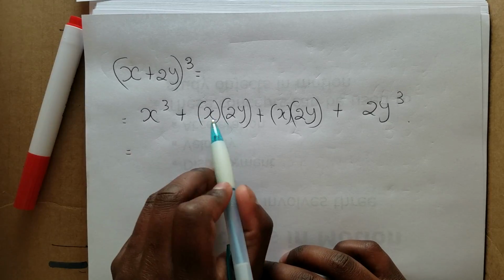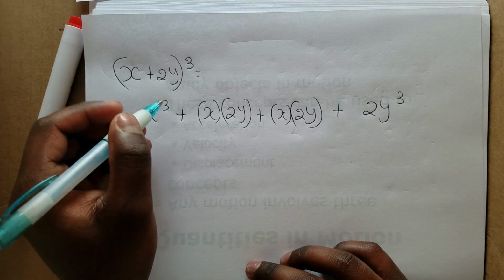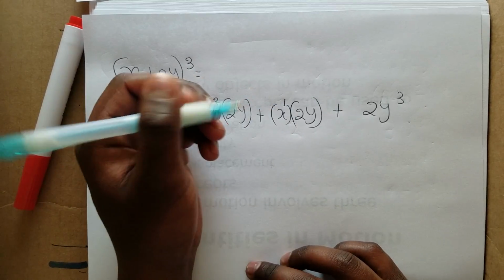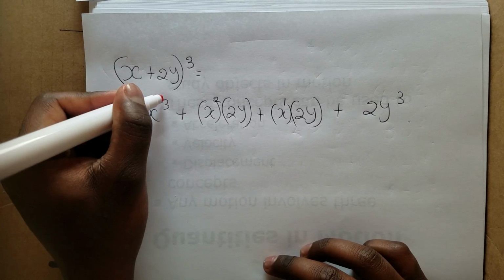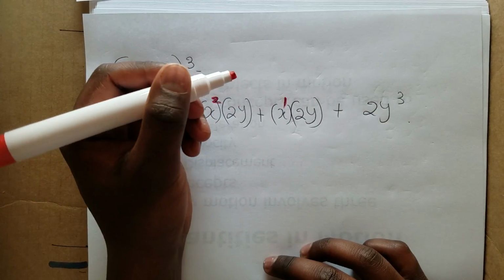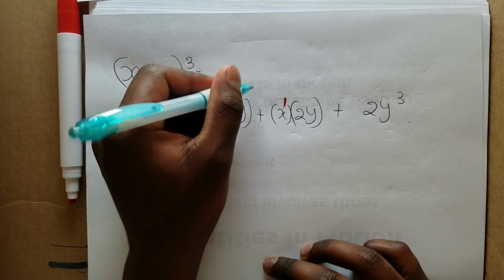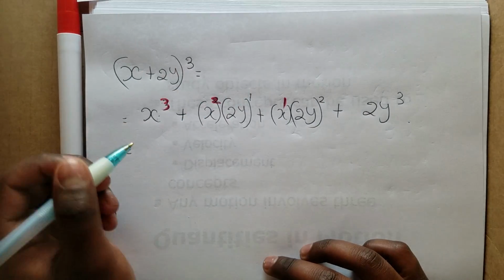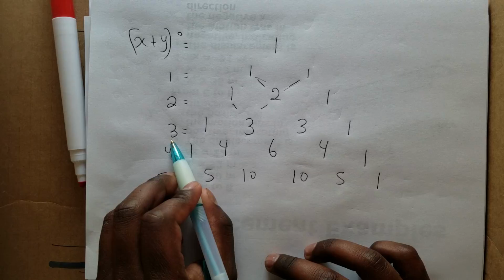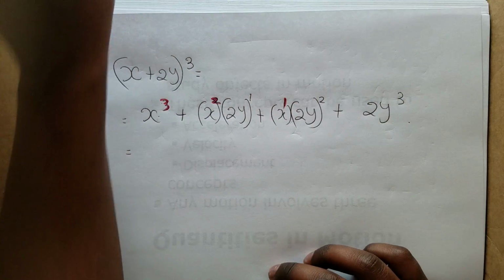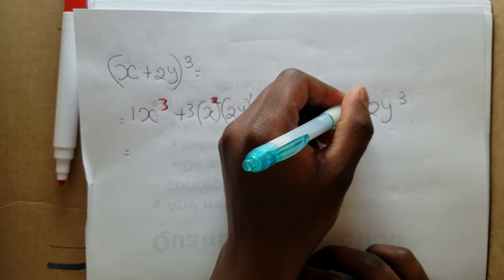Now what you want to do is the x terms are going to 0. So the x term starts at 3, 2, 1, and here it goes to 0. The y terms are going to 3, so it starts at 0, 1, 2, and 3. Now it's raised to the third power, so you go to Pascal's triangle. Pascal's triangle at third power is 1, 3, 3, 1. So you plug that in: 1, 3, 3, and 1.